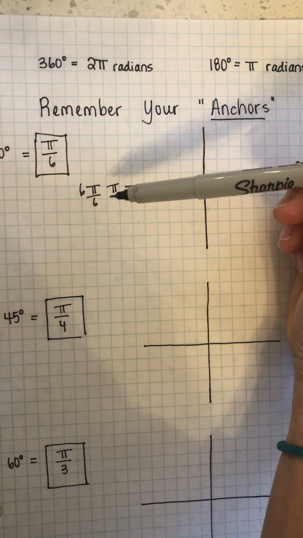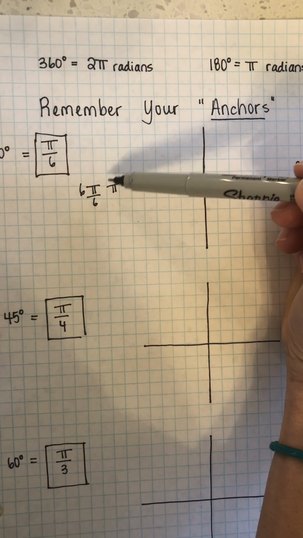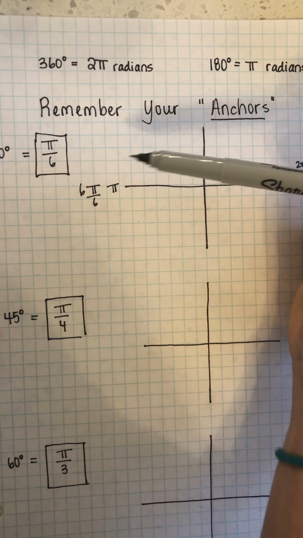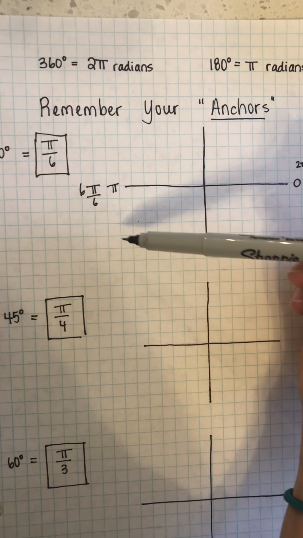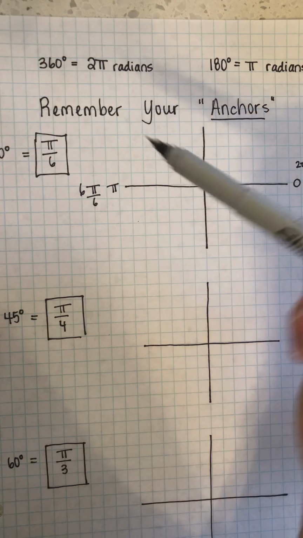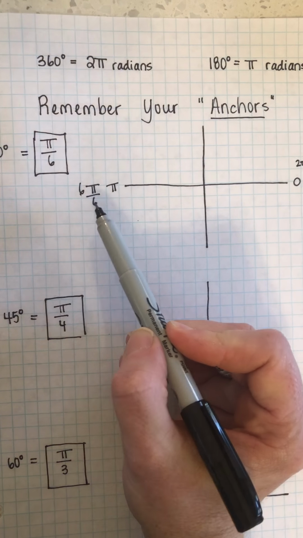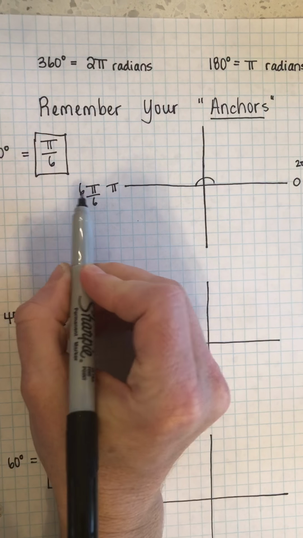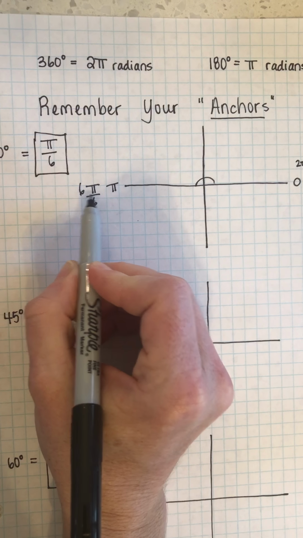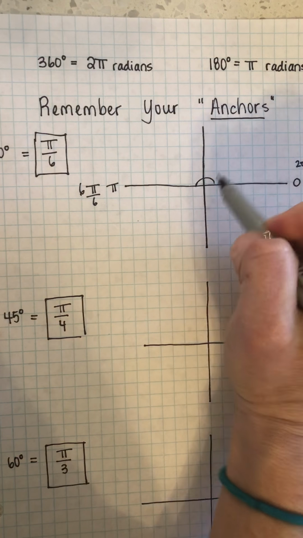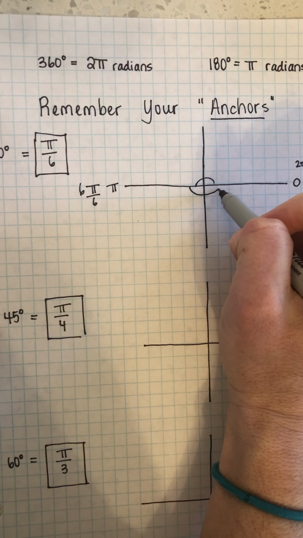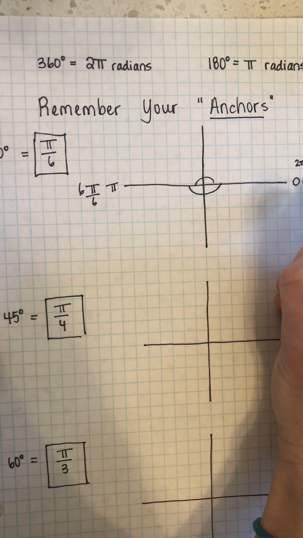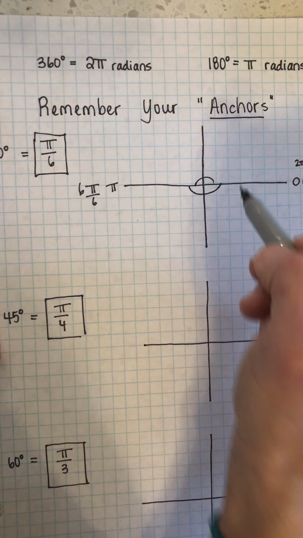So if you were ever wondering where 5 pi over 6 lands, well, 5 pi over 6 is going to land in the quadrant before it. 7 pi over 6 is going to land in the quadrant after it. So we use this as anchors, and you can also use it to count. If from here to here is 6 pi over 6, that means it takes 6 pi over 6 to get halfway around. So if you go another halfway, 6 pi over 6 and 6 pi over 6, that's 12 pi over 6. And I can keep going.